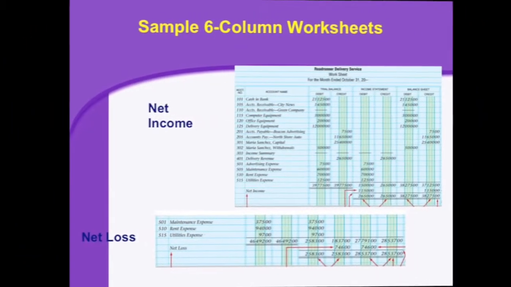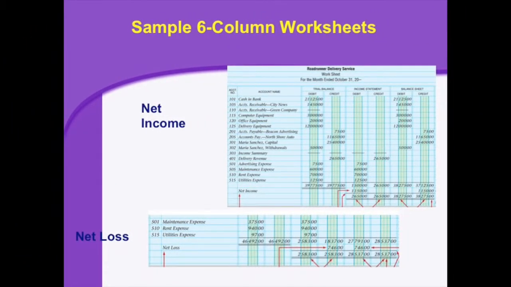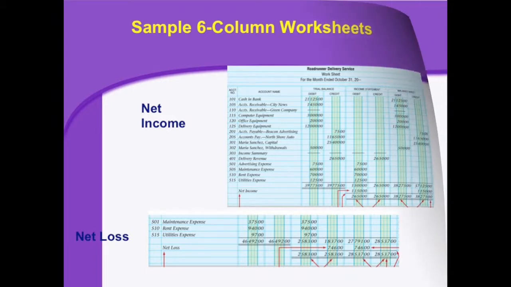Here is an example of a completed 6-column worksheet with a net income, and then there is a cutout section with an example of a worksheet with a net loss. This would be a great time to pause your video again, carefully look over these worksheets and identify any areas you do not understand. If you have any questions you cannot answer by re-watching the video or by looking in your textbook, please bring those questions to class and I will answer them at the beginning of our next session.